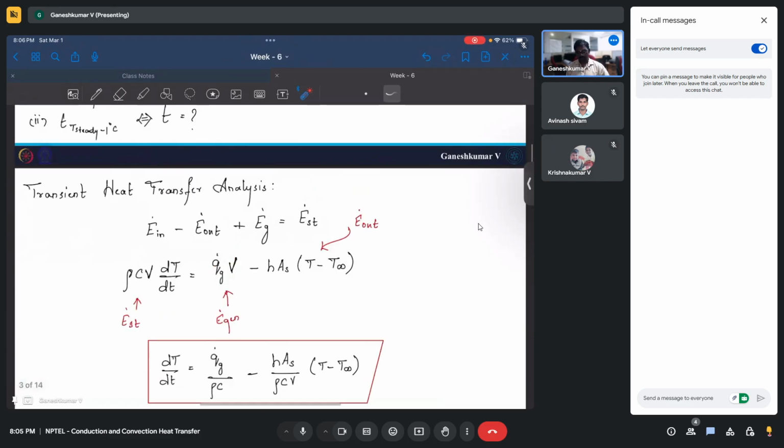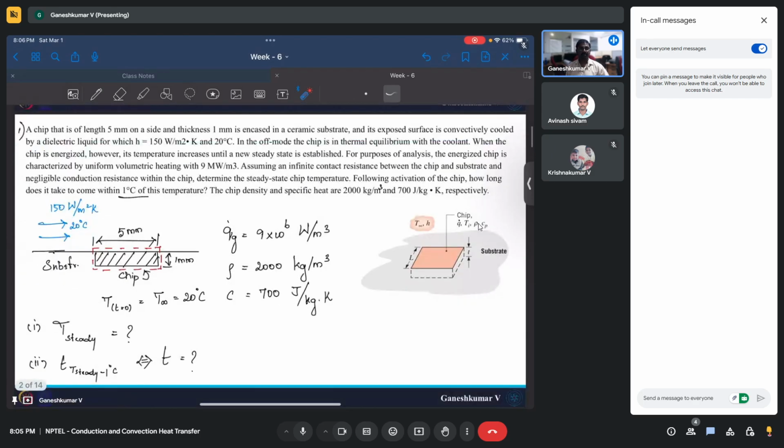Okay. But the main assumption which will lead to this is the entire chip is at the same temperature, or within the chip there is no difference in the temperature. Okay. Negligible conduction resistance, basically that's what it means.